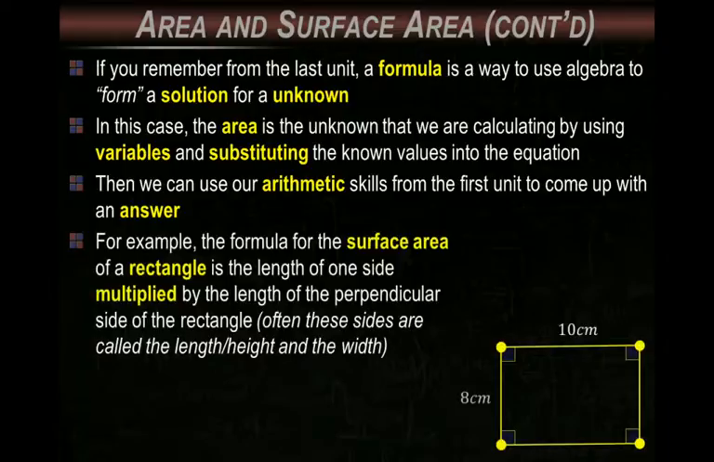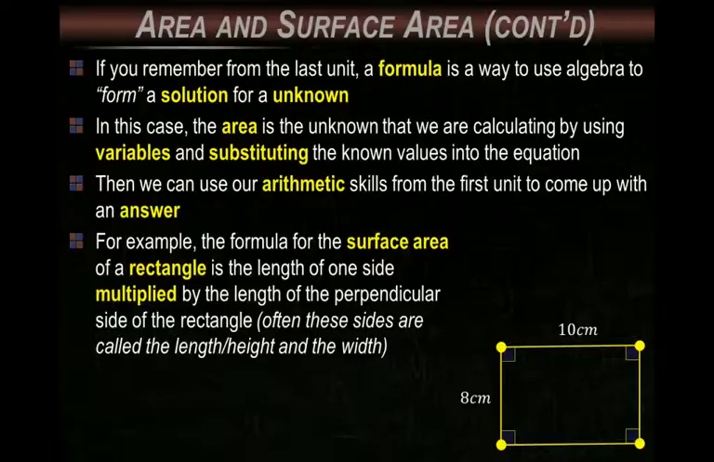So for example, here's a simple area problem. You have a rectangle and you've been given 2 lengths: the length of one side, which is 10 centimeters, and the length of another side, which is 8 centimeters. To calculate the surface area of a rectangle, you use multiplication to multiply the length of one side by its perpendicular side. I know that this bottom line is also 10 centimeters, but if I multiply 10 times 10, I'm going to get the wrong answer. I have to multiply 10 by its perpendicular side.